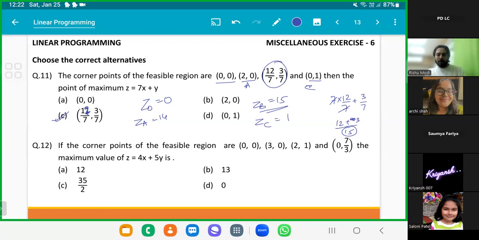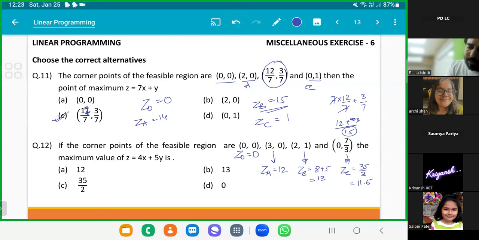12th one, if the corner points of the feasible regions are again given to you, what is the maximum value? So again we substitute. ZO will give you 0. ZA will give you 12. ZB will be 4 2s are 8 plus 5, 13. And ZC will be 0 and 5 7s are 35 by 3, which is again 11.67 recurring. Right? So we want maximum value, which you will get at 13, which is your answer, option B. So that's your answer for question number 12.